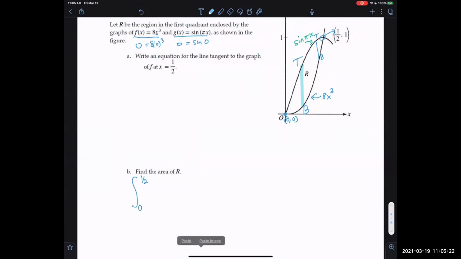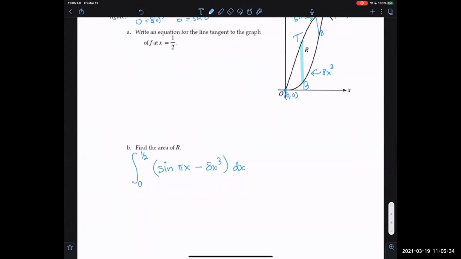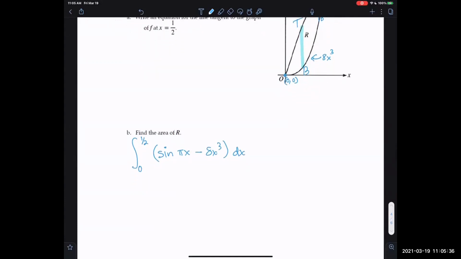Top is my sine function, and I'm going to subtract the bottom function. So that's 8x cubed dx. That is our setup. So it's a good refresher of our trig antiderivatives, right? So when we start to calculate, the antiderivative of sine is negative cosine pi x, right?